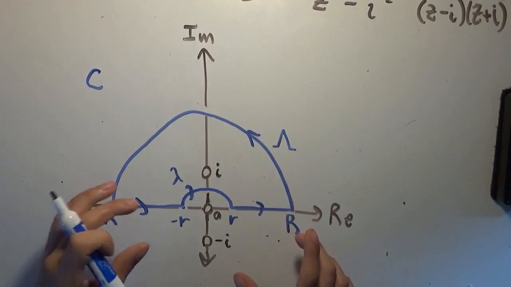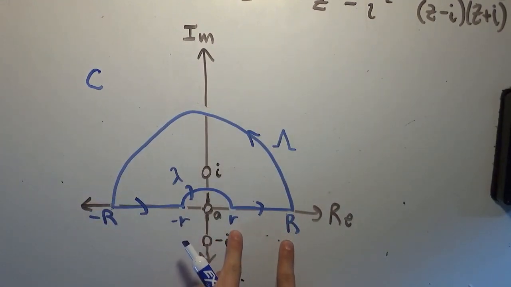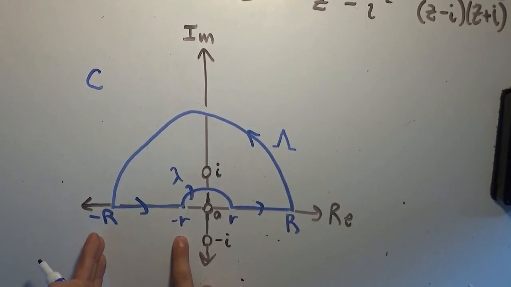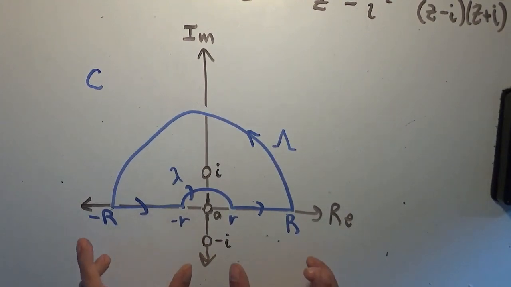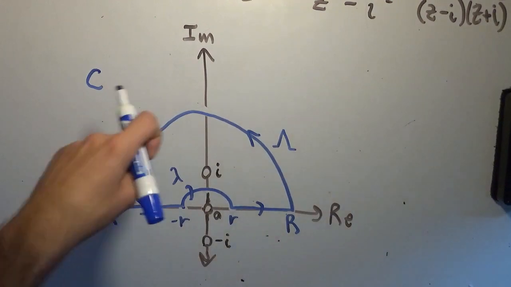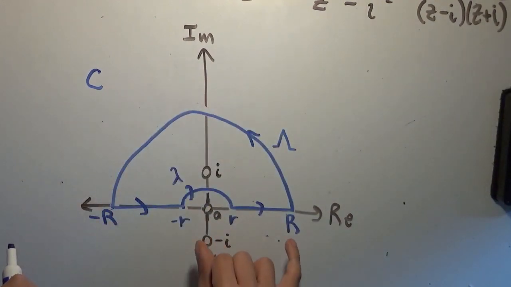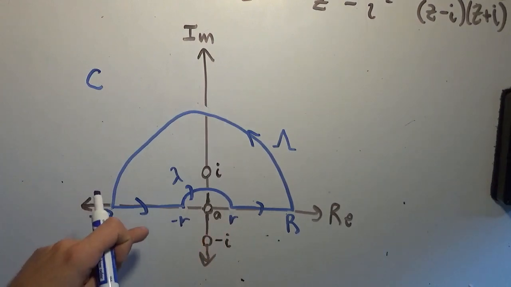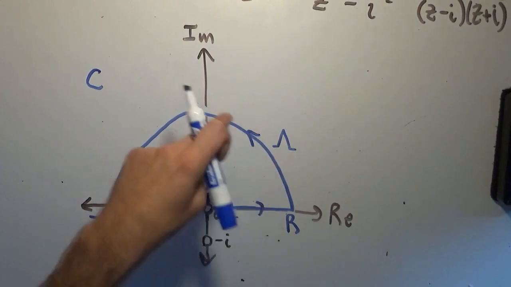Okay? And it's got this horizontal bit on the real axis from little r to big R. So little r and big R are real numbers, right? And so we have a similar horizontal one from negative big R to negative little r. So it's like the mirror image. Because this is a semicircle with radius big R, and this is another semicircle with radius little r. And the arrows notate the direction we're going around the curve.